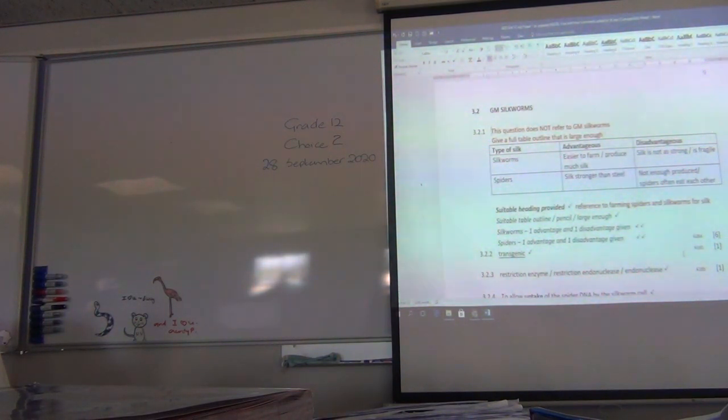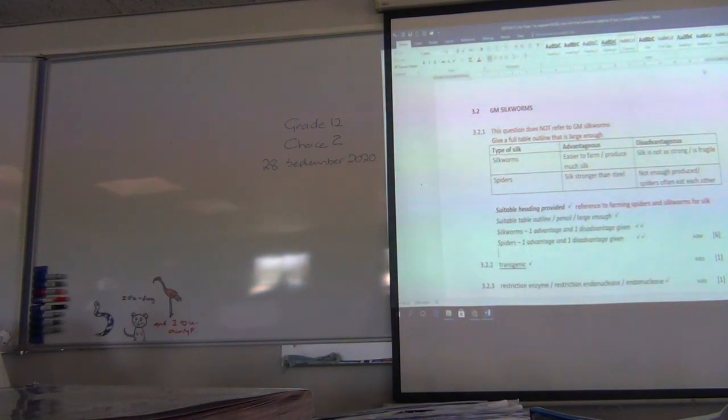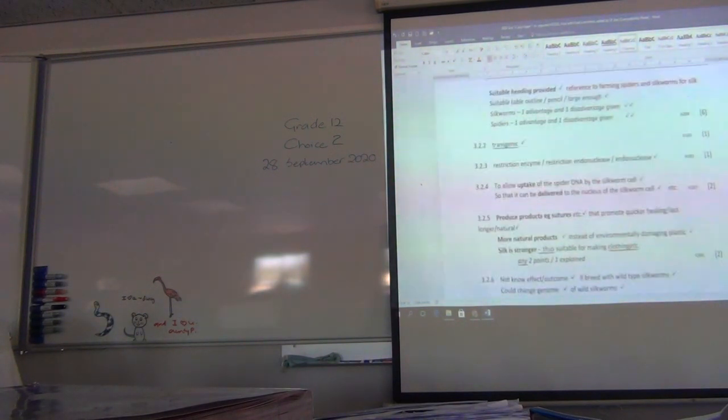A biological term for something that is genetically modified is transgenic. What would recombinant mean in this case? The DNA is recombinant. Okay, but the organism is transgenic. 3.2.3. The enzyme is a restriction enzyme or a restriction endonuclease or an endonuclease. 3.2.4. To allow the uptake of spider DNA by the silkworm cell.